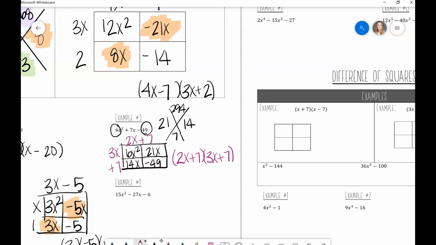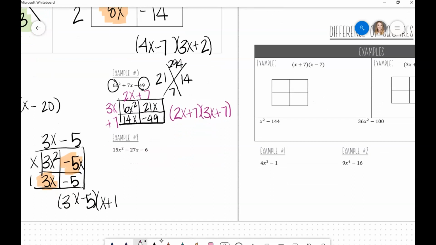Now, the last one is just a little bit different. You could go through, do diamond rectangle like we have been. However, we don't want to forget that greatest common factor is a method that we want to look at first a lot of times. And in this case, you could make this a lot easier to factor by first pulling out a 3. So once you pull out that 3, you're left with a 5x squared minus 9x minus 2.